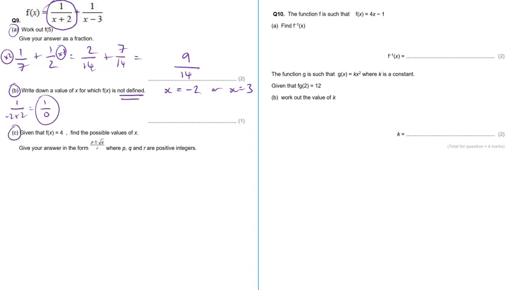It's in this third part that it gets really tricky. Now, the first bit is saying when the function is equal to 4, find the possible values of x. So let's think about that a bit more before we move on to this tricky next part. So we want when this is equal to 4. So let me write it out here.